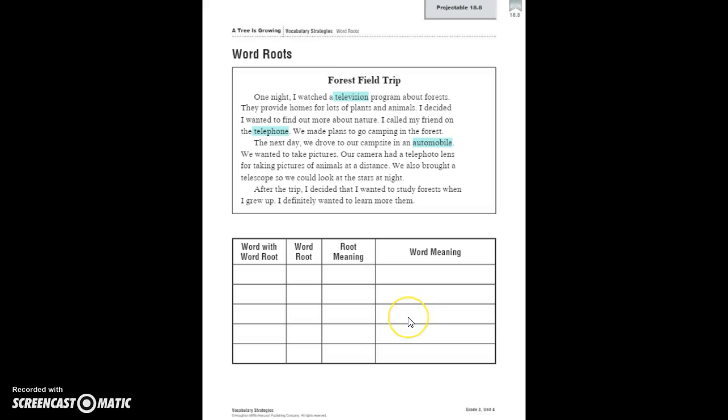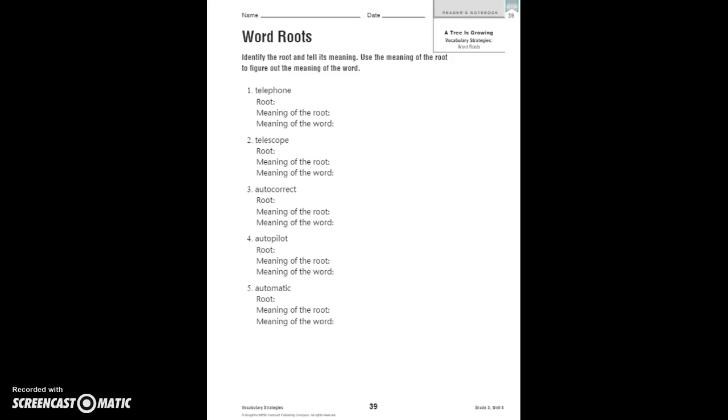See if you can find the other two word roots. Figure out what the word root is. Try to remember the root meaning. And then, what does the word mean? Now it's your turn. Identify the root and tell its meaning. Use the meaning of the root to figure out the meaning of the word.